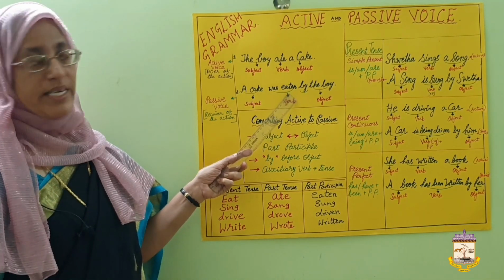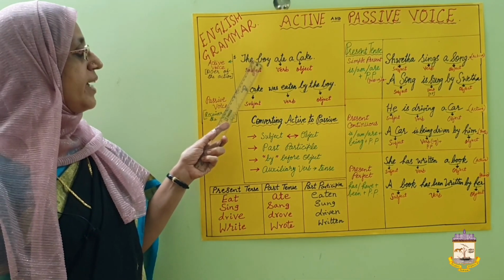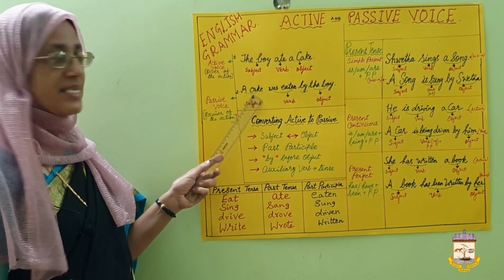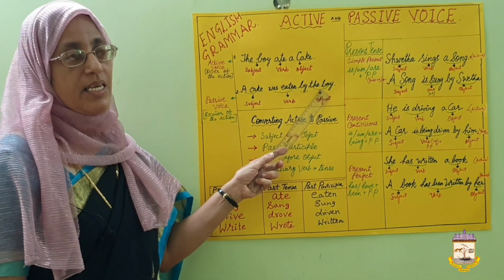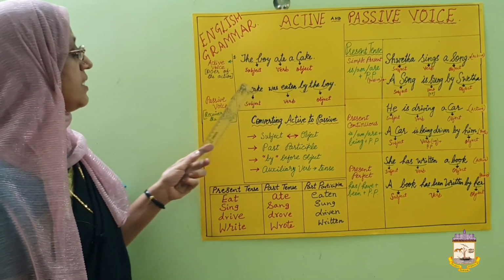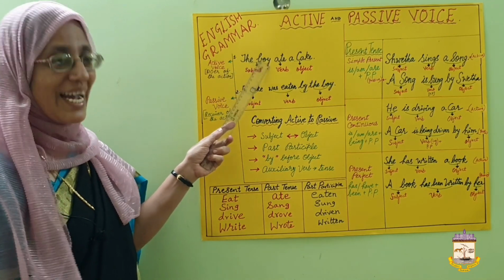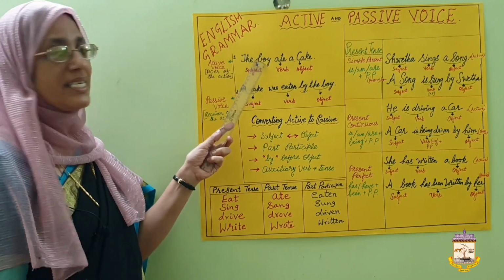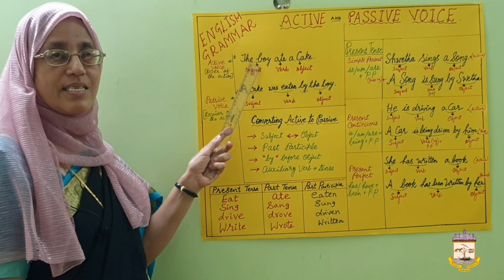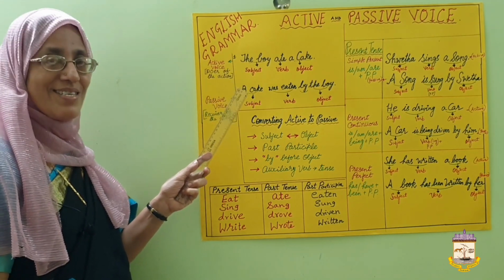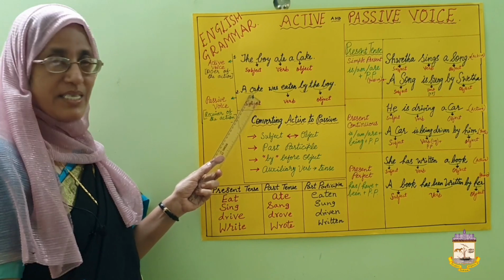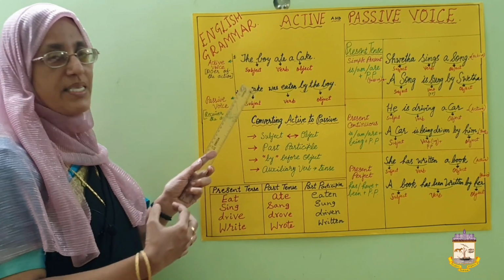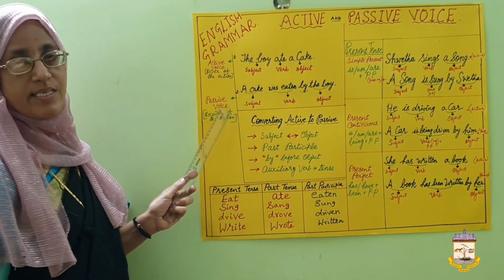Now coming to the point, in the first sentence, the boy is the subject and cake is the object. In the second sentence, a cake is the subject and boy is the object. Now the difference between these two sentences is, here the subject is active. The subject is performing the action of eating a cake. The subject is the doer of the action and hence it is called the active voice. Whereas in the second sentence, the subject, the cake, is receiving the action. The action is being done on the subject. The subject is passive. Hence it is called the passive voice.